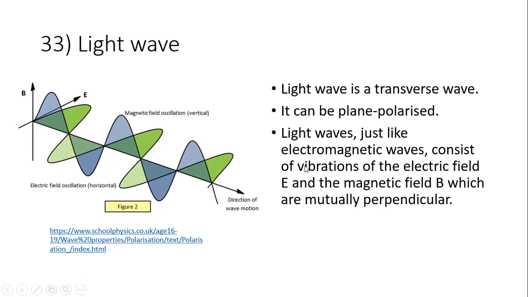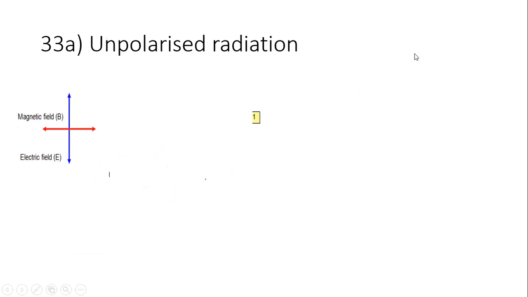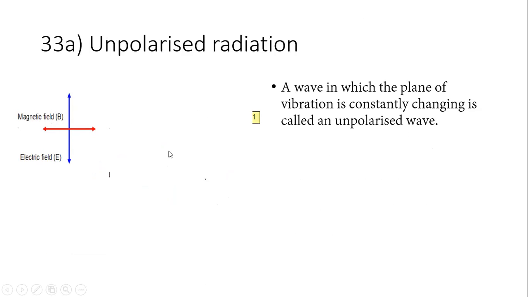A light wave, just like electromagnetic waves, consists of vibration of an electric field, that's the electric field shown in the diagram, and the magnetic field, which are mutually perpendicular to each other. That means the electric field and magnetic field vectors are perpendicular to each other. So only a transverse wave can be polarized. That is a shorthand of representing your electric field vertically, and the red one is your magnetic field.